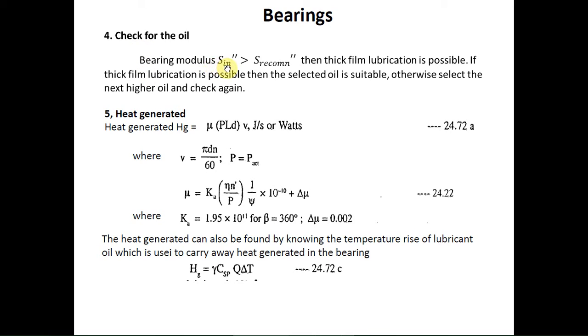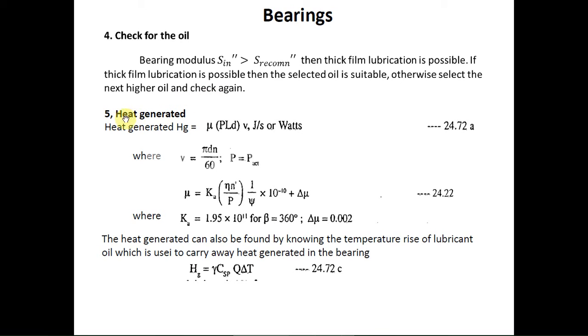Then the fourth step: check the oil bearing modulus, S double dash. If it is greater than S recommended, then thick film lubrication is possible. If thick film lubrication is possible, then the selected oil is suitable. If this value is less than S recommended, then the oil is not suitable. Otherwise, select the next higher value and check once again.